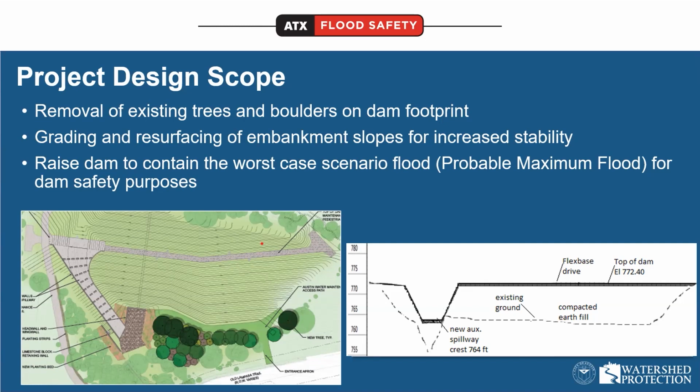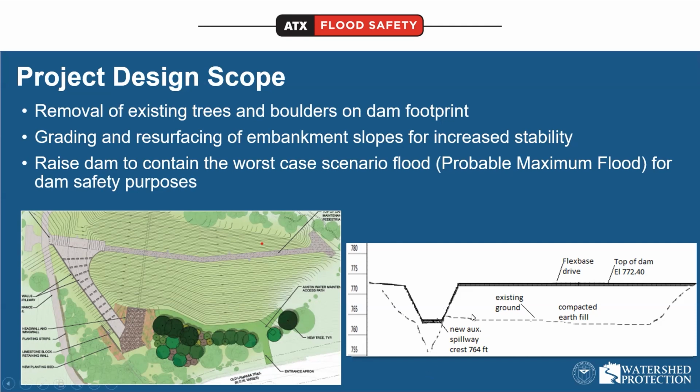Trees also don't allow for the dam to be adequately inspected. So that's one of the reasons why the TCEQ requirements are that there shouldn't be trees on the embankment. So we're regrading the structure, and we are also increasing the height of the dam so that it can contain what's known as the probable maximum flood, which is basically the worst possible flood scenario that you can imagine, because obviously dams are designed to the highest possible standards because we don't want them ever to fail because it could be catastrophic. So we're increasing the height of the dam to meet those standards.